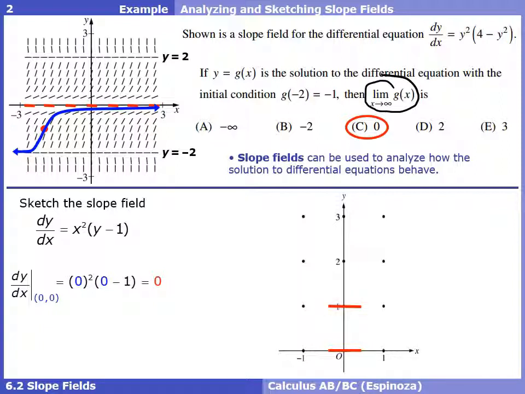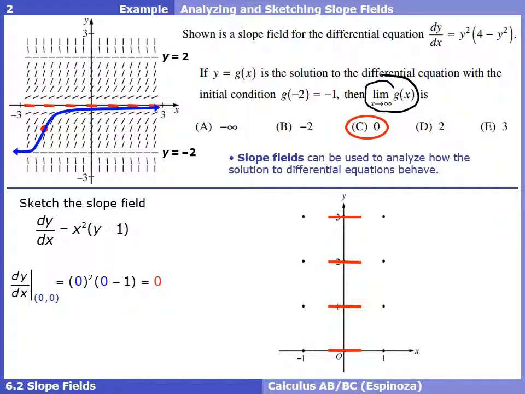The other thing you'll notice, which is good, is that at any value along the y-axis, it's always going to be a slope of 0, since x would always be 0 on the y-axis, which would make our whole derivative 0. All of these slopes are 0.